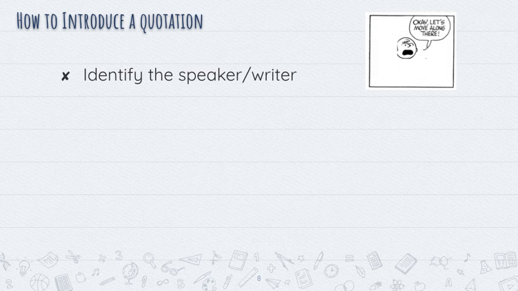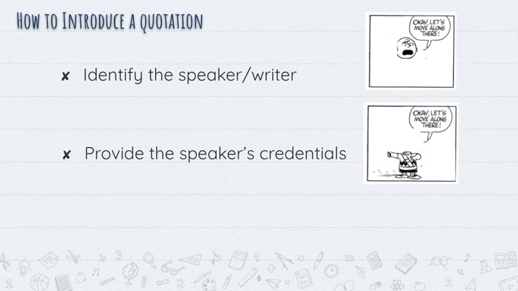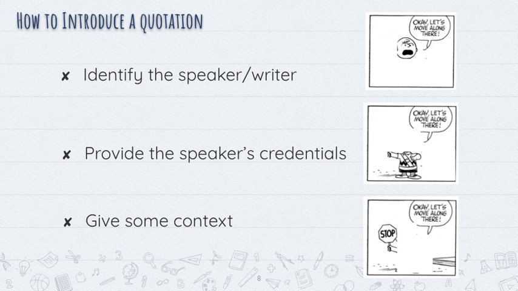First, identify the speaker or the writer. Provide the speaker's credentials or their background. This would be details that prove this person is an expert in the topic being discussed. And finally, give some context. This could be where or when the quotation was written or said, in what book or in what essay, or even just about what the writer is speaking or the speaker is speaking.